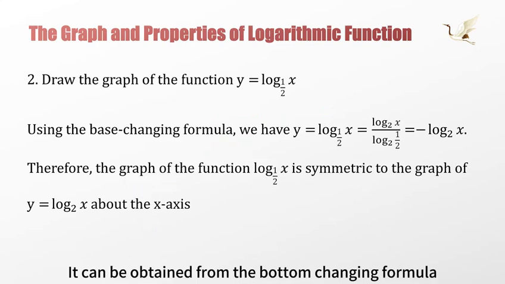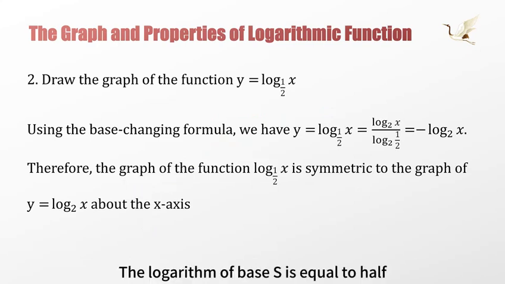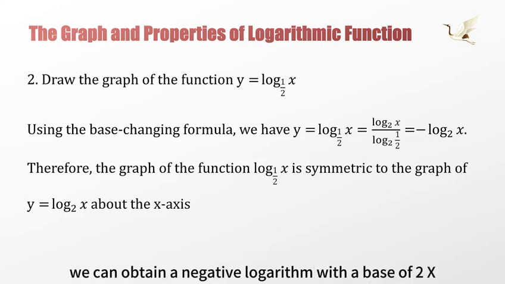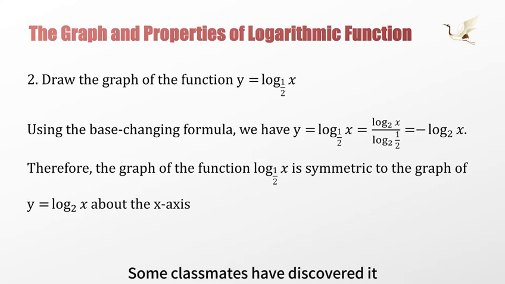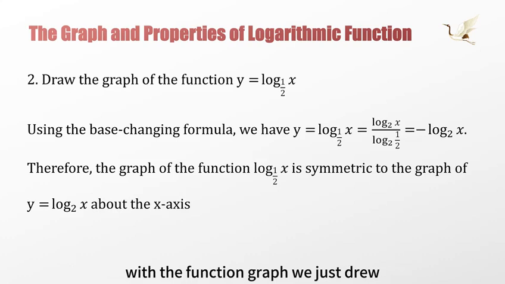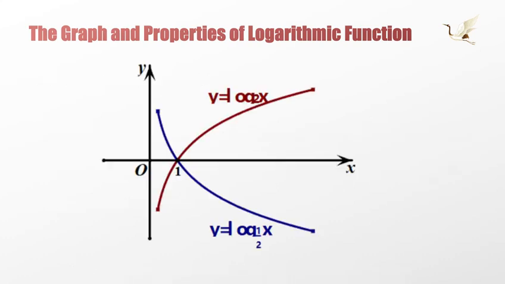It can be obtained from the change of base formula. The logarithm of x with base one half is equal to the logarithm of x with base 2 divided by the logarithm of one half with base 2. According to the properties of logarithmic operations, we can obtain negative log base 2 of x. Some classmates have discovered it. This function graph is symmetric about the x-axis with the function graph we just drew, so we can use geometric symmetry to draw it. We rely on symmetry.